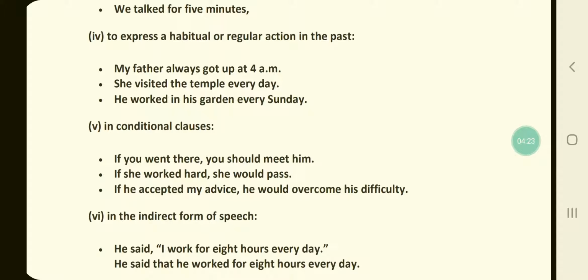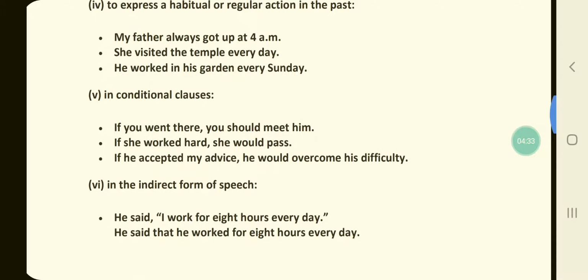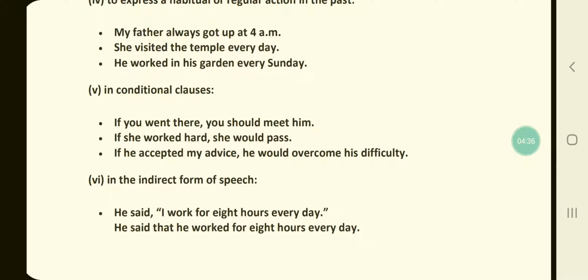It can also be used, children, in conditional clauses. Conditional chapters you must have studied in class 8. For example, if you went there, you should meet him. If she worked hard, she would pass.